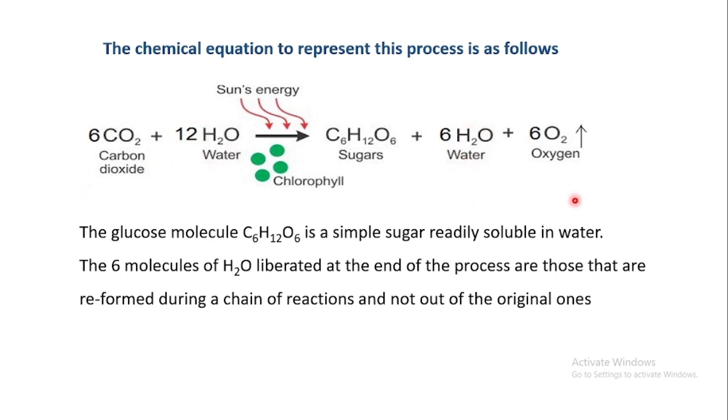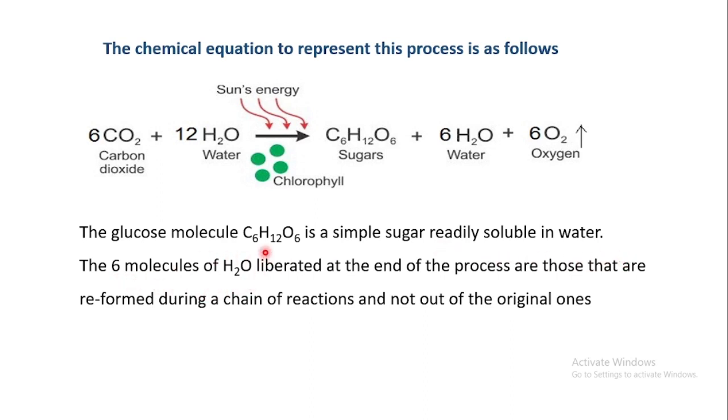But you have to write this particular reaction, watch here very carefully. 6 carbon dioxide molecules react with 12 water molecules in the presence of chlorophyll and sunlight to form 1 molecule of glucose. You can see C6H12O6, 6 molecules of water and 6 molecules of oxygen. Okay, so the glucose molecule is a simple sugar readily soluble in water.